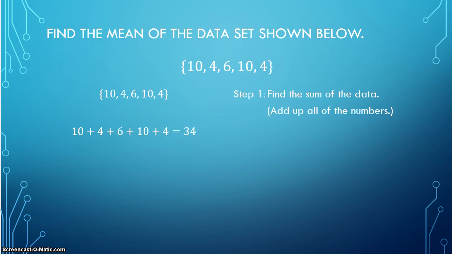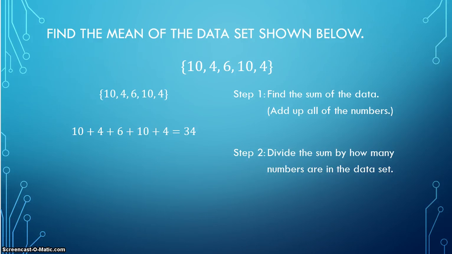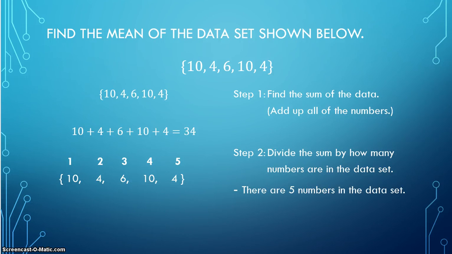Now, to find our mean, we move on to our next step. The first thing we need to do is find out how many numbers are in our data set. So we look at our data set, 10, 4, 6, 10, and 4, and count up how many numbers there are. The 10 on the left is the first number in the set, 4 is the second, 6 is the third, 10 is the fourth, and 4 is the fifth. So there are 5 numbers in our data set.